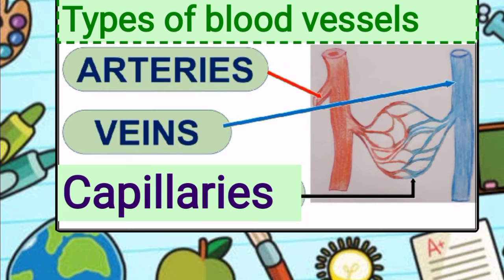Many capillaries reunite to form veins, and these capillaries help in the exchange of gases, water, and nutrients between the blood and the tissues. And arteries are mostly red in color, and veins are mostly blue in color.